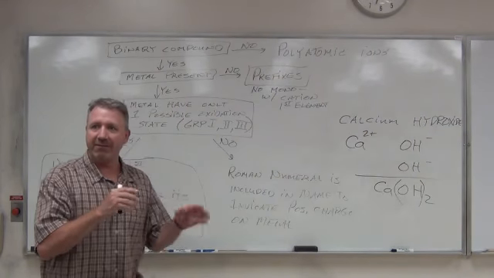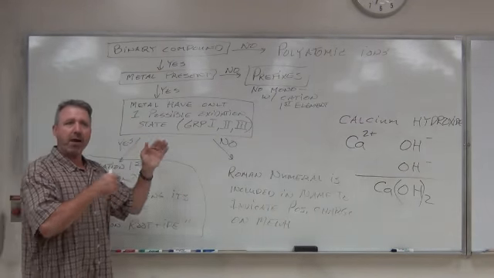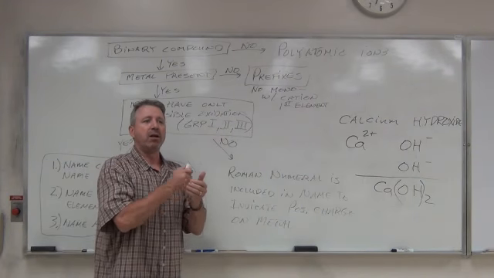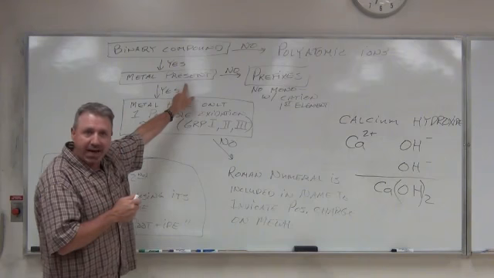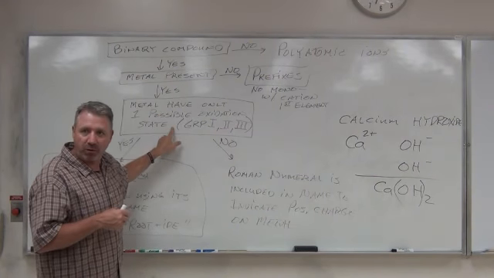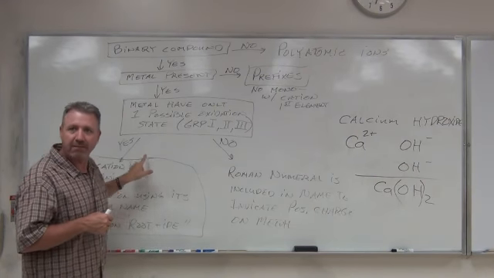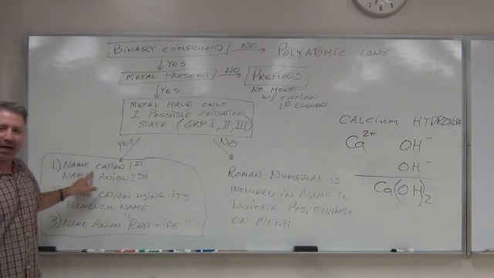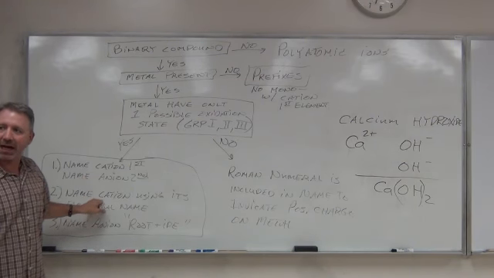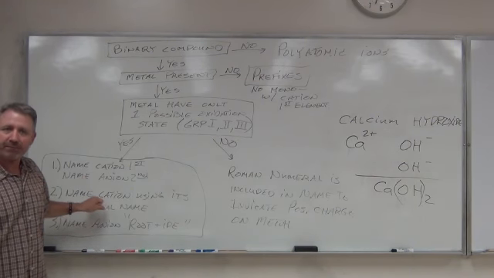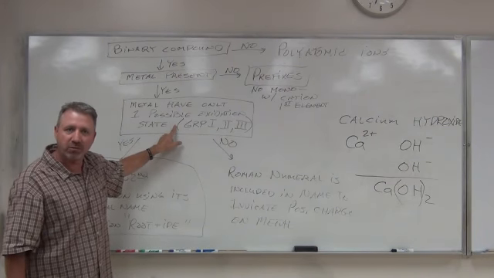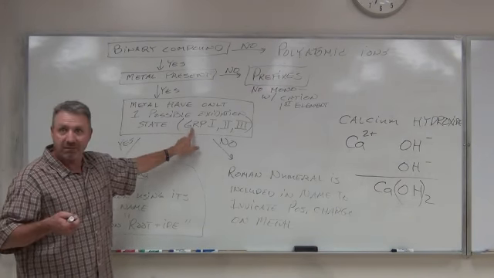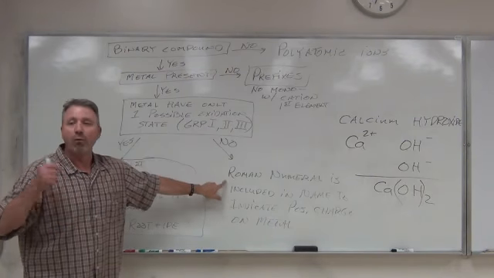Alright? You have to have a procedure though. Binary compound? Yes. Metal present? Yes. Is the metal group 1, 2, or 3? Yes. Name the cation by its elemental name, the anion root plus IDE. Is the metal a transition metal? Is it not group 1, 2, or 3? No, it's not group 1, 2, or 3. Roman numerals.